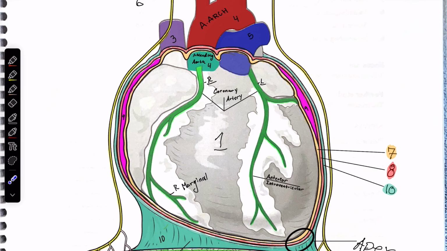So number one, just in general, we have our heart. Number two, you can see that they've put the diaphragm in here, and you can see that muscle. 3 is going to be that superior vena cava. 4, the aorta or the aortic arch. Number 5 is going to be that pulmonary trunk.